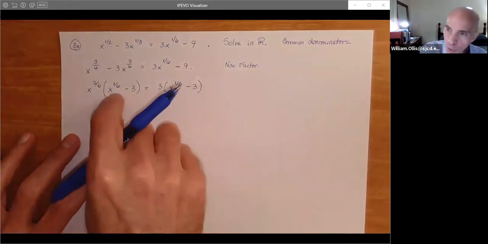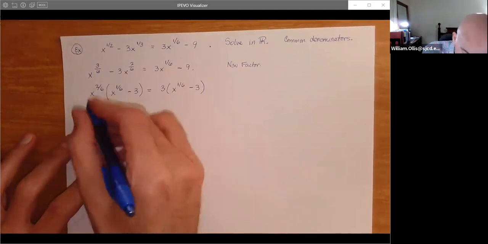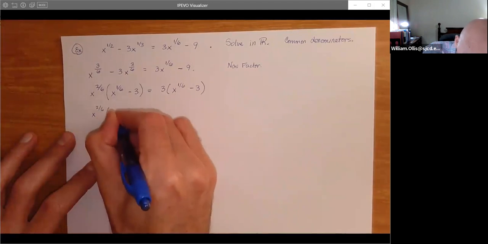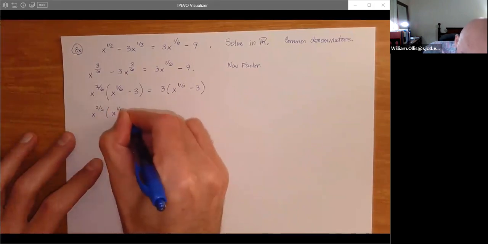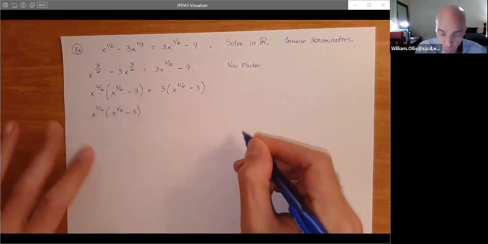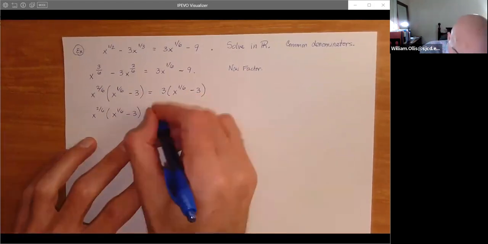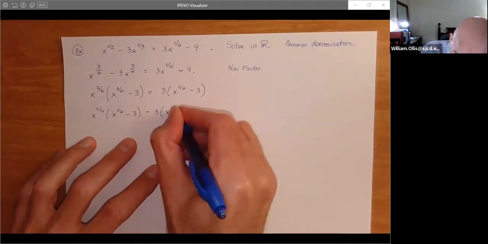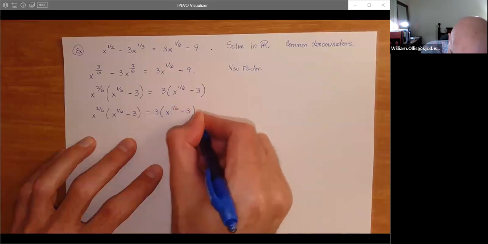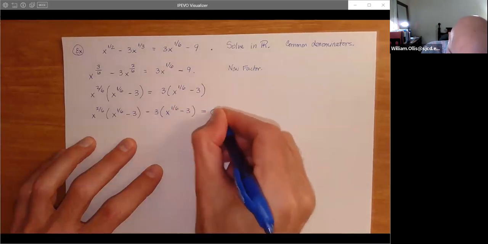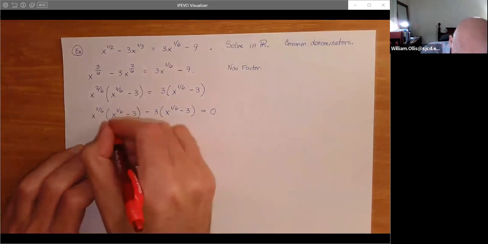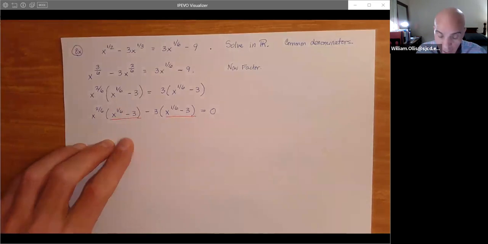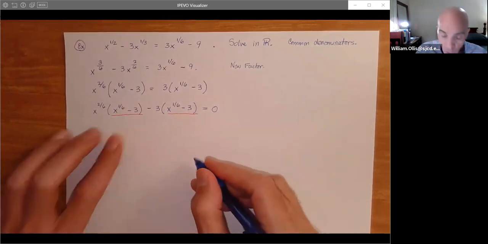So now remove this to the other side and factor. So we have x to the 2/6 times x to the 1/6 minus 3. And now just subtract this, take this whole term over, minus 3x to the 1/6 minus 3 equals 0. So the idea here is now, again, just like we're doing with the AC lemma, we're good to go. We've got the common factor to give us a product.